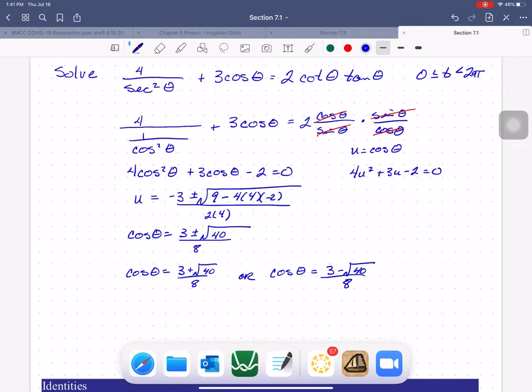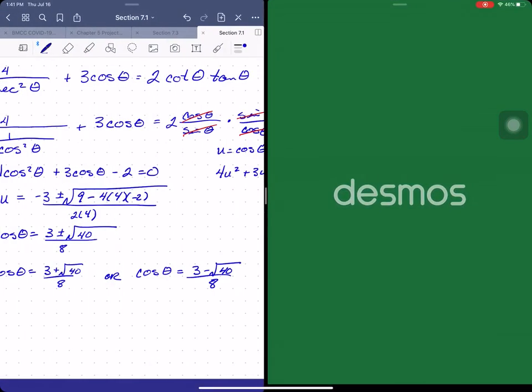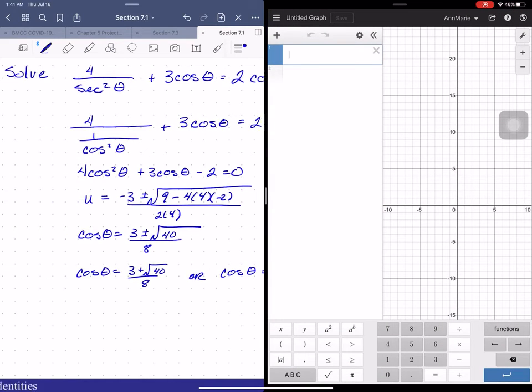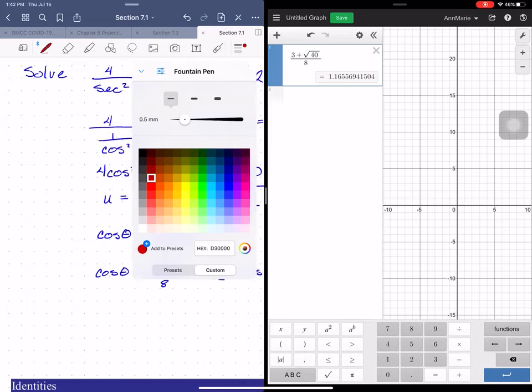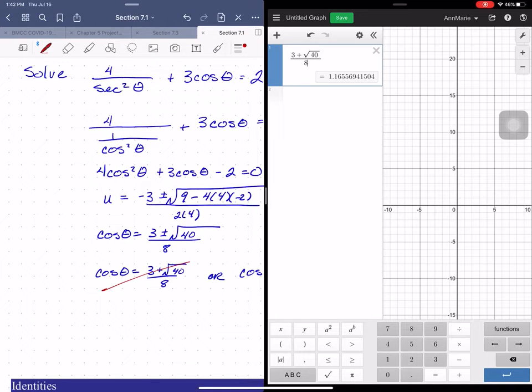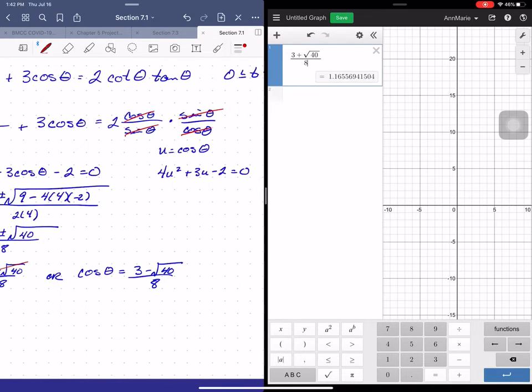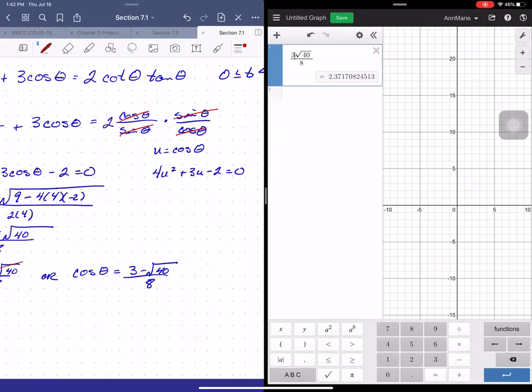I really want theta, so let's bring out my Desmos. All right, so 3 plus square root 41 over 8. Oh, that's bigger than 1. So we'll toss this one out because that's not possible. So what about 3 minus? That's okay.